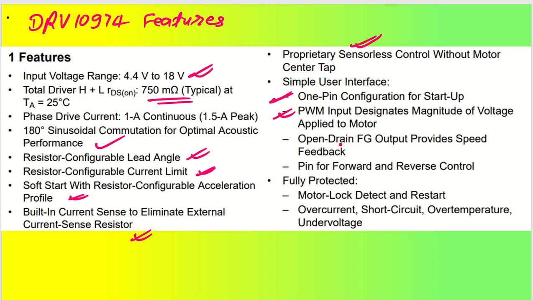Now we have an open drain FG output pin, which is going to provide you speed feedback, and then a pin for forward and reverse control also. It means the motor can be directed in the forward direction or the reverse direction. This we have already discussed. It is fully protected with motor lock detect and restart. So if your motor is locked because of some errors or something like that, it is protected. It has protection against overcurrent, short circuit and over temperature, as well as under voltage lockout.